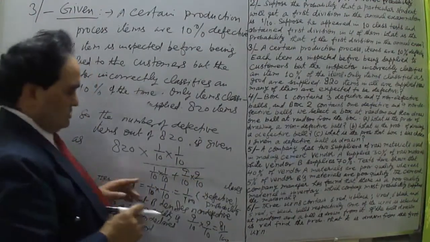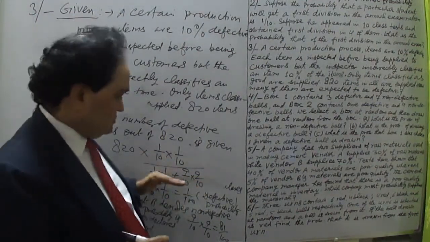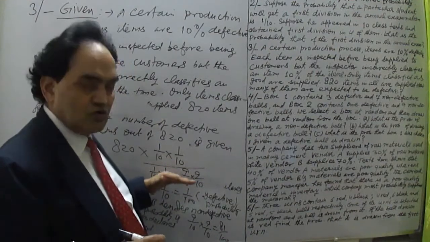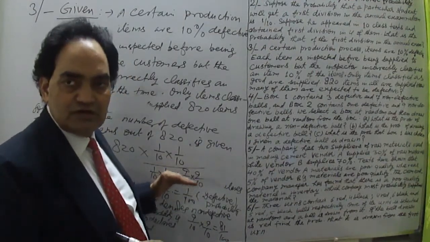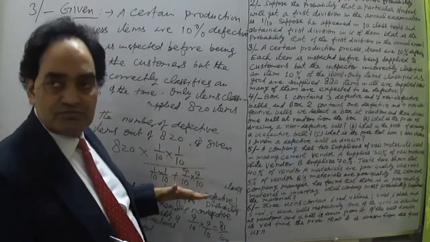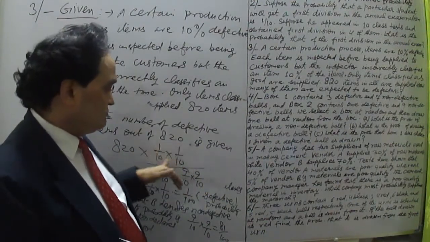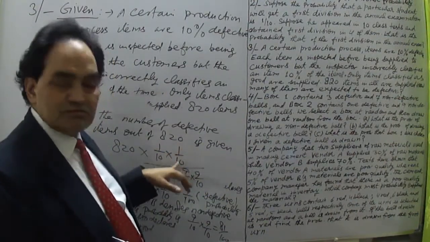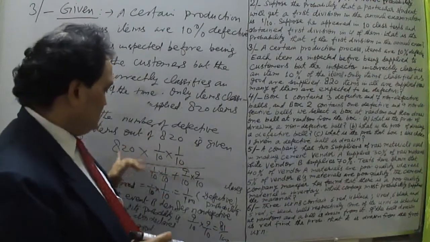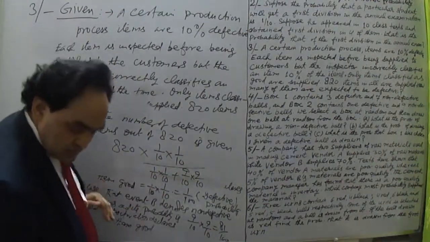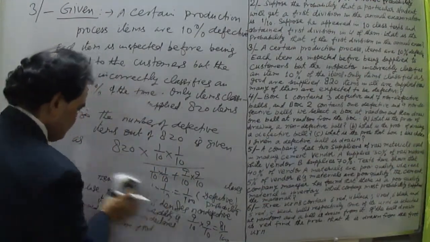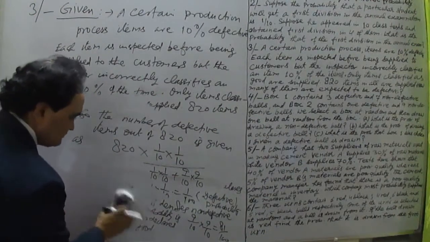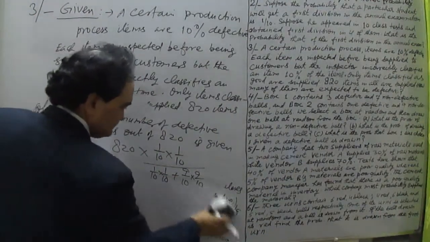Because the whole probability, the sum of all the possibilities or all outcomes, negative and positive, are kept in the denominator. Only the defective probability we will keep in the numerator, this upon this. That will give us the number of items which are defective. How many items are defective? Let me now calculate this.